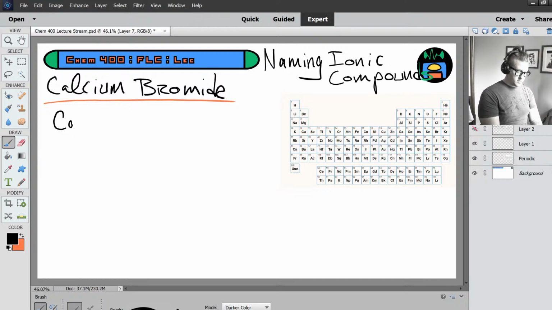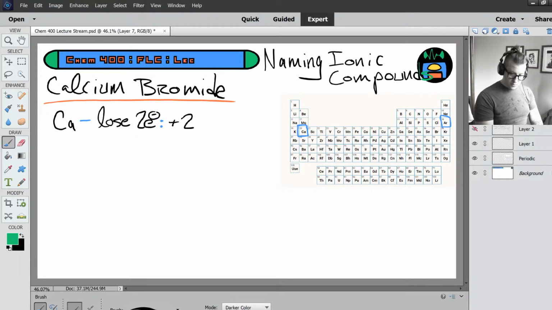First, let's look at our cation, right? Calcium has 20 electrons. Its nearest noble gas is argon with 18. So calcium has 20. It wants to have 18 electrons. It's going to lose 2 electrons. So it is going to develop a charge. If it lost 2 negative particles, it's going to pick up a charge of +2.